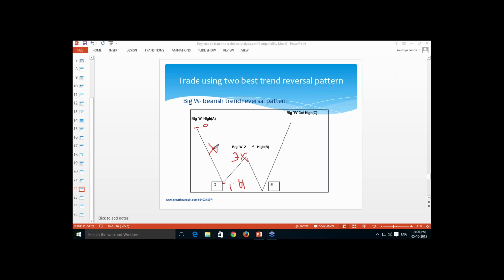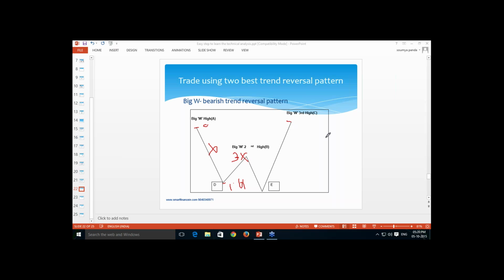If it has taken 1 hour, this D to E should not take 3 hours. If this has taken 10 minutes, this should not take 30 minutes. So within the next 30 minutes, this should be completed. Once this is completed, then your last leg will be a success, or else it will become a failure.